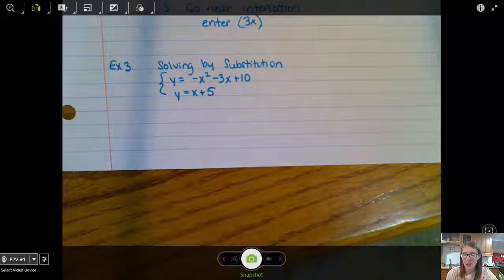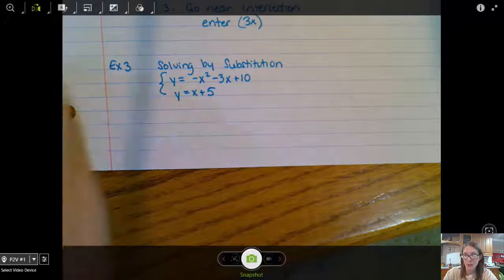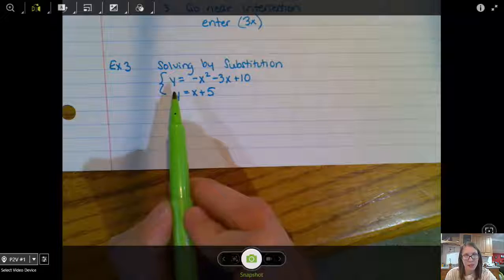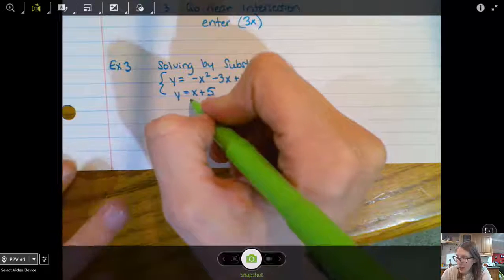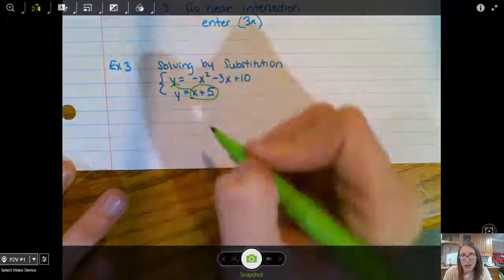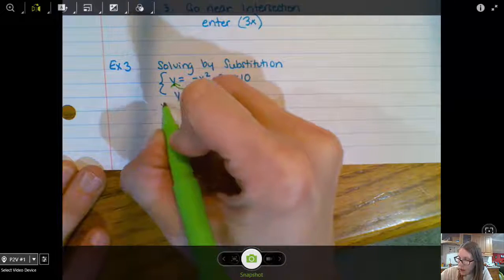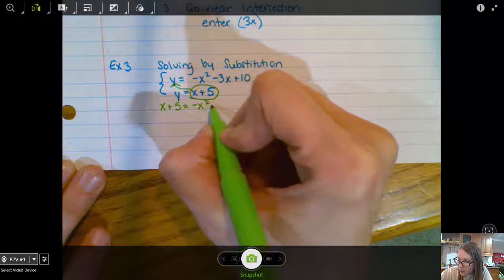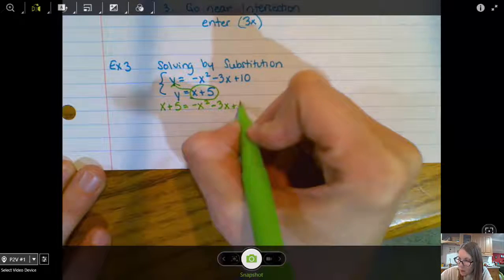Our last strategy that we'll use to solve a quadratic system of equations is to use substitution. And this process is the same as when we solved linear systems. We take something and plug it in for something else. So in this case, both of our equations are in y equals form. I can take this x plus 5 and plug it in right here, giving me the equation x plus 5 equals negative x squared minus 3x plus 10.